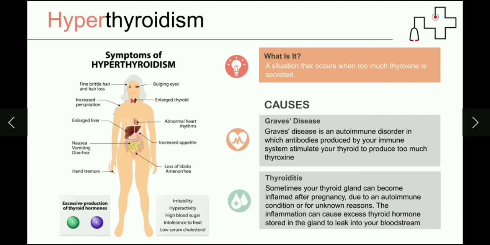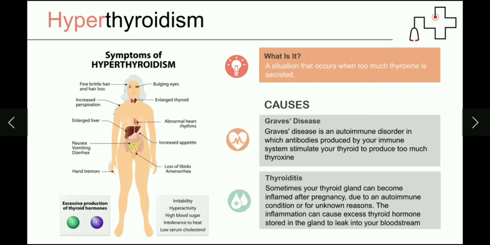The next disease is hyperthyroidism. It is the vice versa of hypothyroidism. So what is it? It is a situation that occurs when too much thyroxine is secreted from our body. The cause of this disease is Graves' disease. Graves' disease is an autoimmune disorder in which antibodies produced by your immune system stimulate your thyroid to produce too much thyroxine.